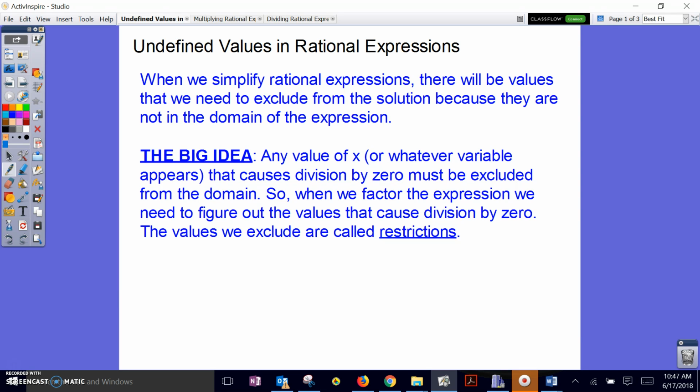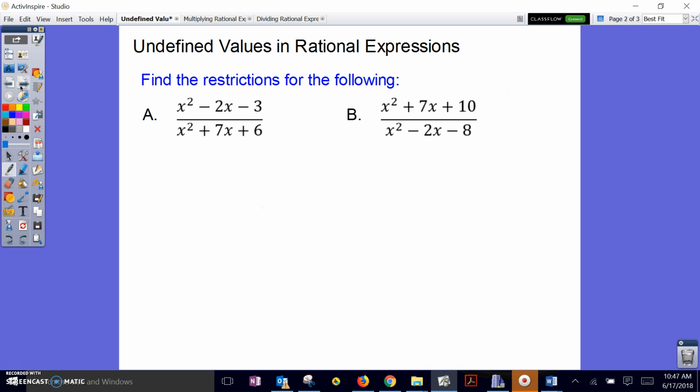You see here the big idea. Any value of x or whatever variable we have that causes division by 0 must be excluded from the domain. So when we factor the expression, we're going to figure out the values that cause division by 0. These values that we exclude are what are known as restrictions on the variable. Okay? So let's go ahead and put this into practice. This is actually a relatively simple process.